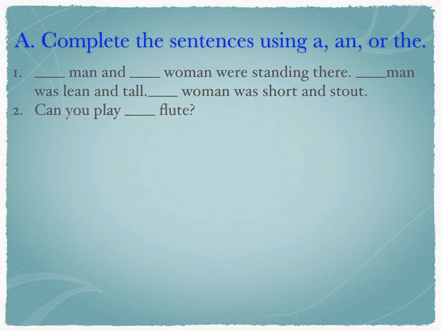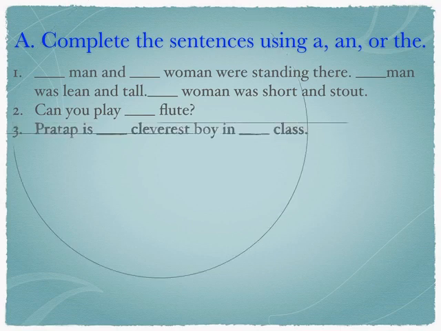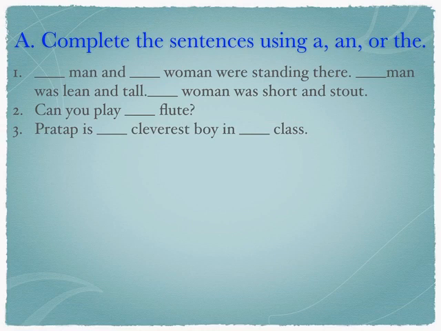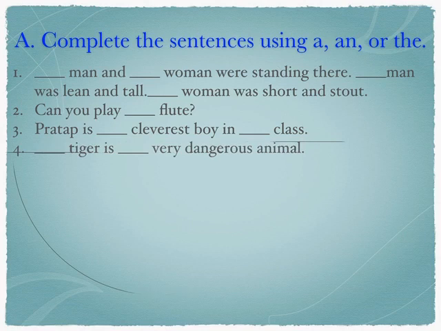Next. Can you play dash flute? Now here flute is the name of a musical instrument, so we'll use "the" here. Pratap is dash cleverest boy in dash class. Now here Pratap is cleverest. Here the "est" form means the superlative form of clever, so we use "the" here. The boy in a class. Dash tiger is dash very dangerous animal. Now here tiger represents a whole class, so here: the tiger is a very dangerous animal.